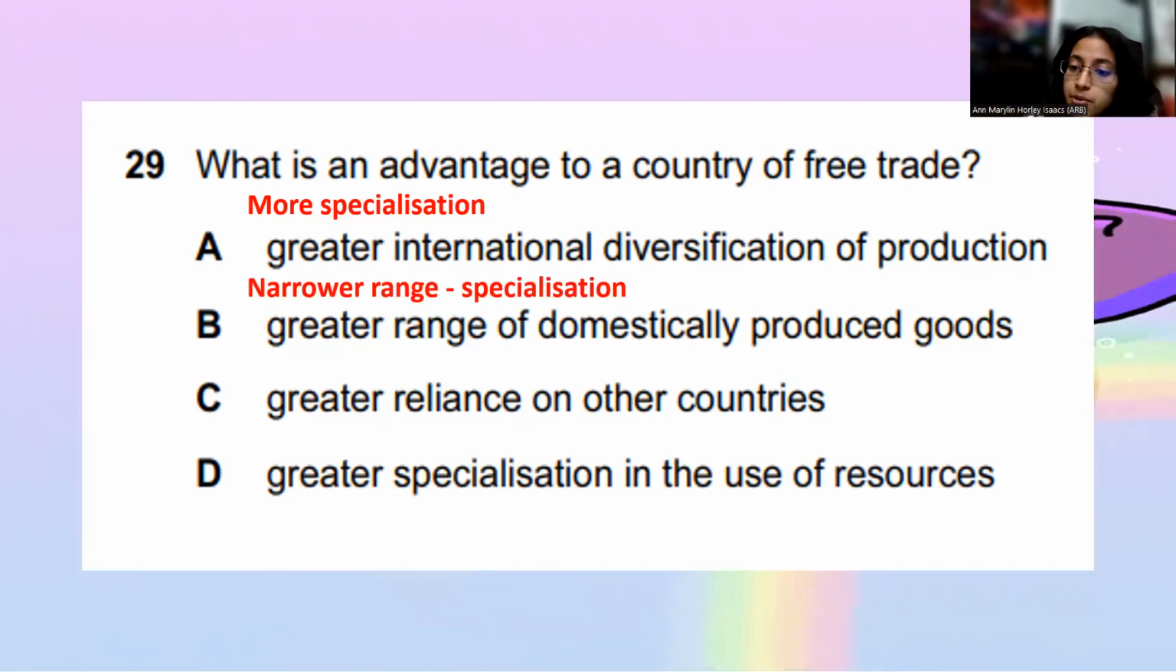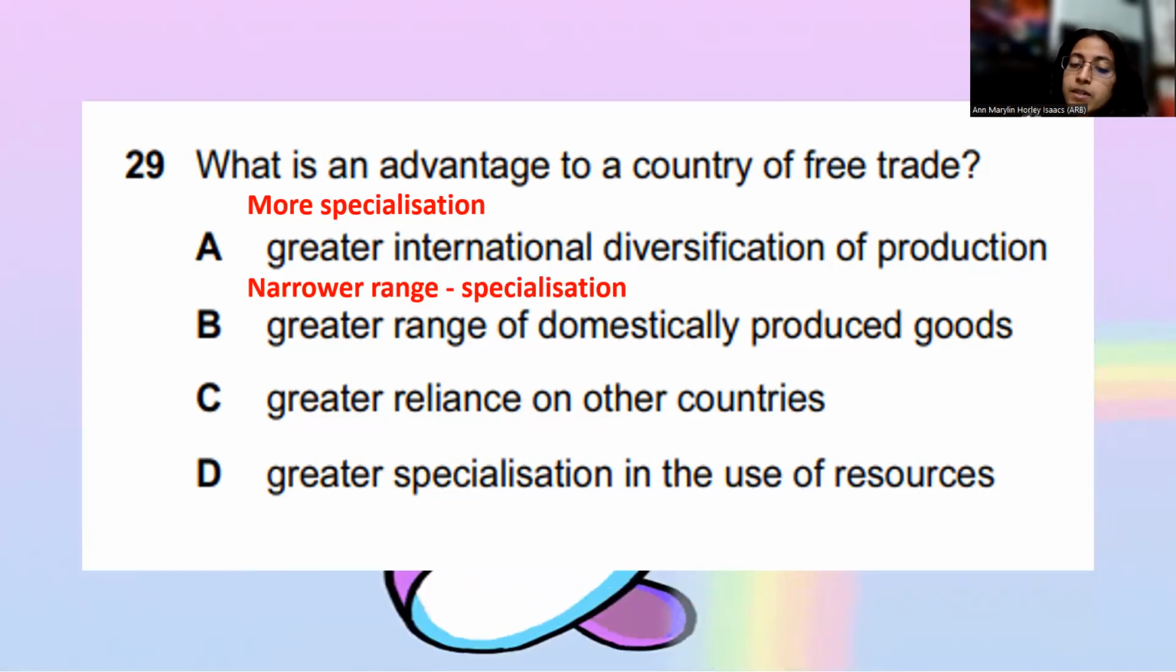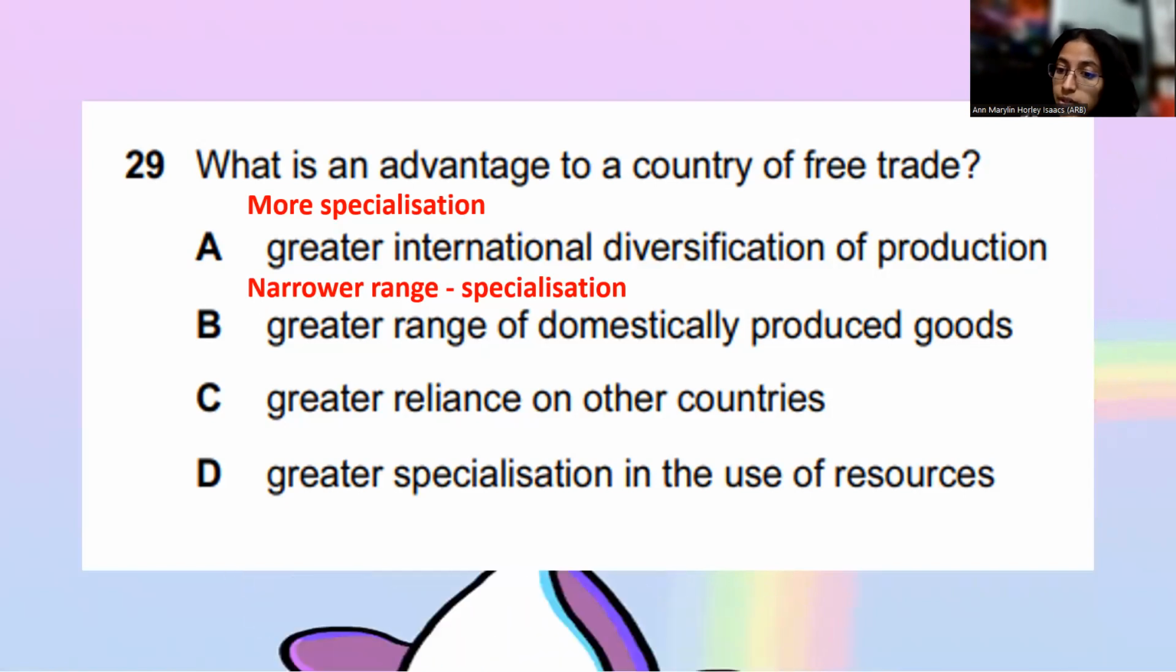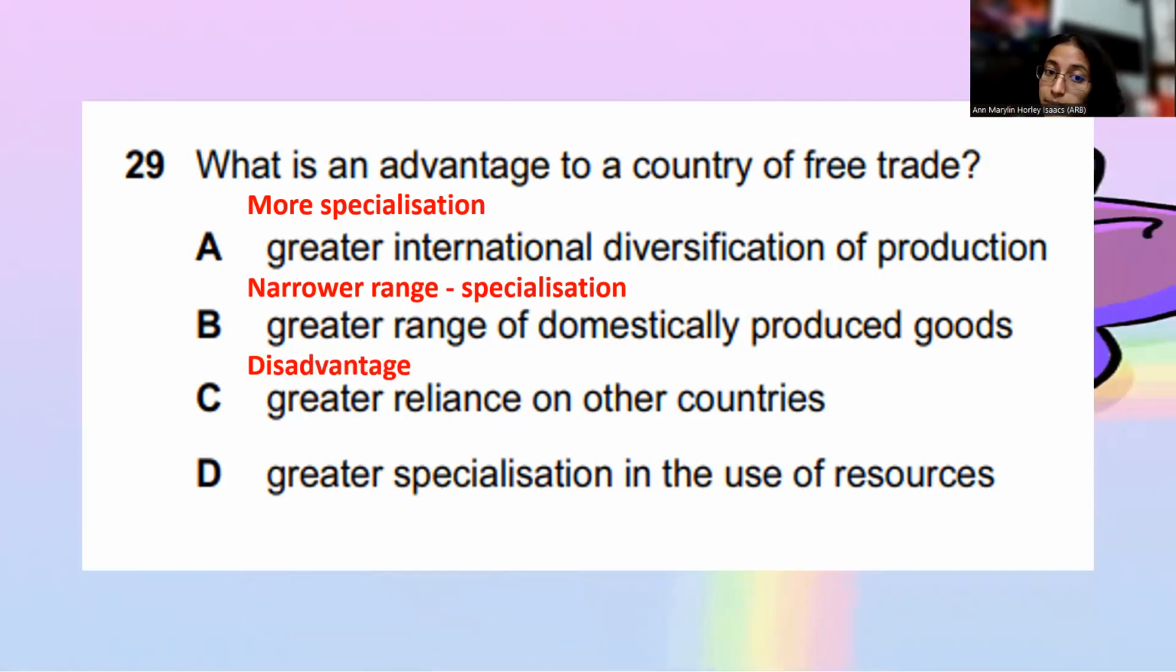Because you just import what you're not very good at doing. Greater reliance on other countries, yeah, because you are specializing. Other countries are also specializing. You are now no longer producing everything. So therefore, you're dependent on trade. You're dependent on what the other person is actually making.